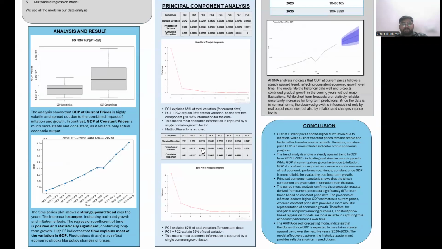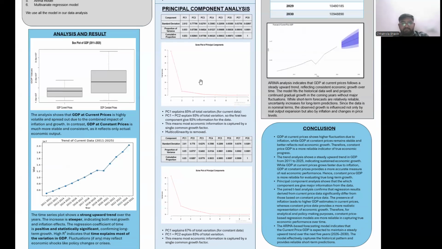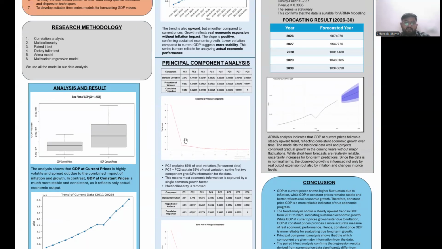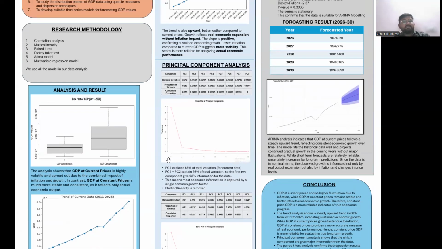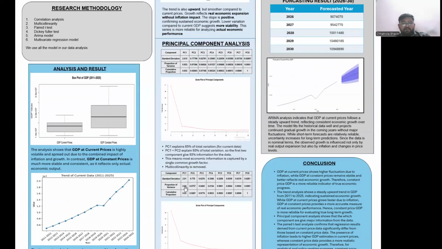This is a scree plot of a principal component analysis for the current data. We saw that the first component, PCA1, explains 85% of total variance. Then PCA1 plus PCA2 explain 93% of total variance. So the first two components give 93% of the information in the data and remove multicollinearity.